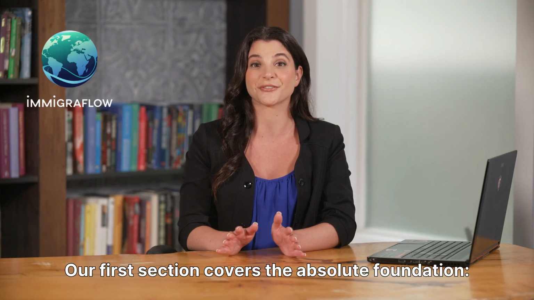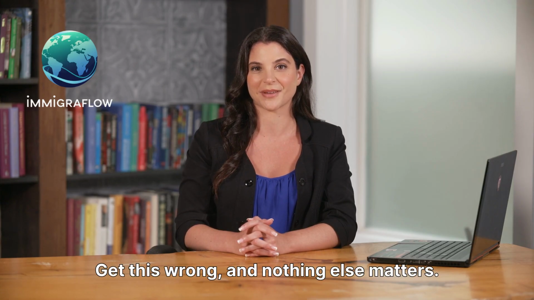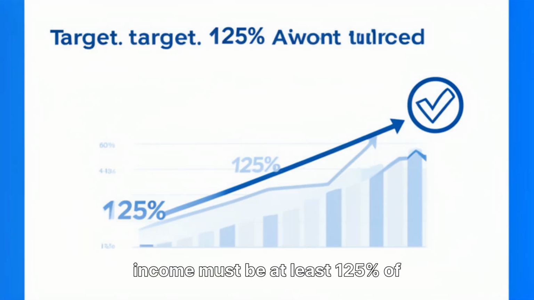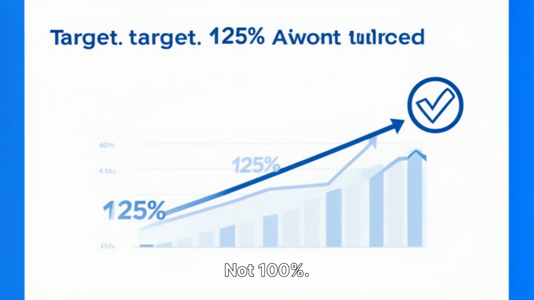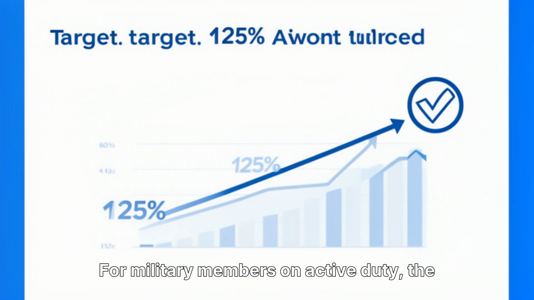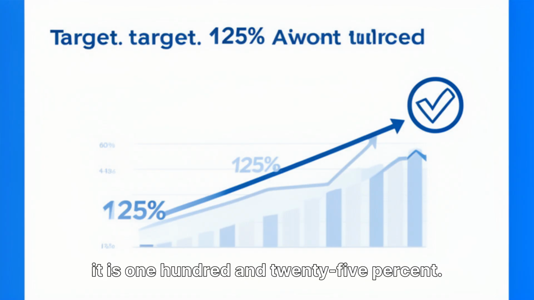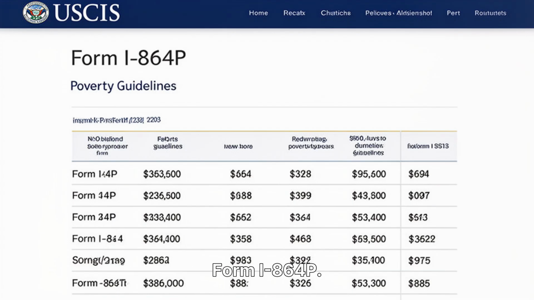Let's begin. Our first section covers the absolute foundation, your income, and how it's measured against the federal poverty guidelines. Get this wrong, and nothing else matters. The core rule is that your household income must be at least 125% of the federal poverty guideline for your household size, not 100%. For military members on active duty, the threshold is 100%, but for everyone else, it is 125%. These numbers are published by USCIS on Form I-864P.